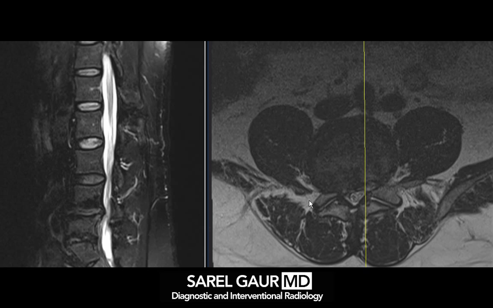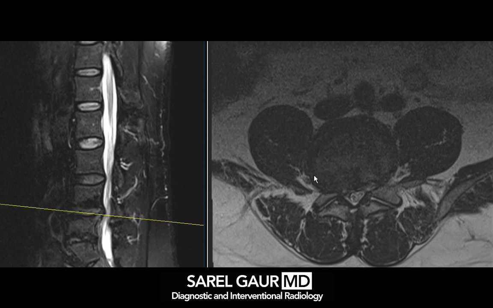And so back here on the axial, we can see that disc is basically enlarged. This would be called a disc bulge. Other things that are contributing to narrowing: enlargement of this facet joint, which is a joint in the posterior elements of the spine. We have thickening of this ligament right here.